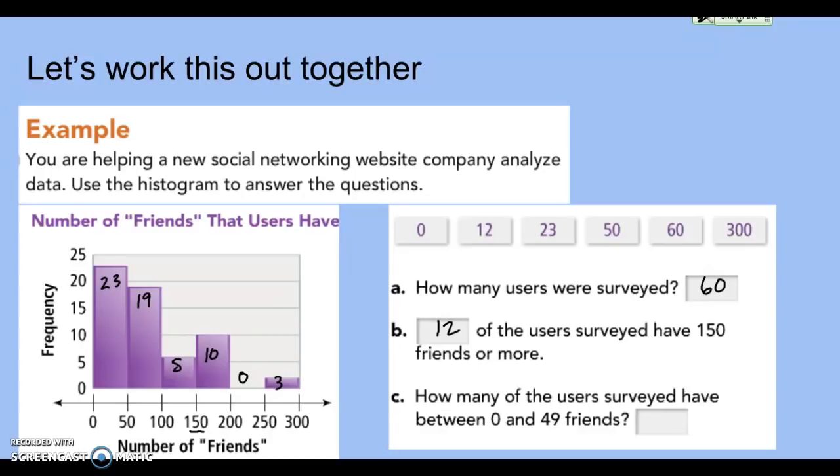How many of the users surveyed have between 0 and 49 friends? So that's going to be 23. So I may have been one off somewhere right here in my addition, but you get the gist. So you're going to estimate if you need to.